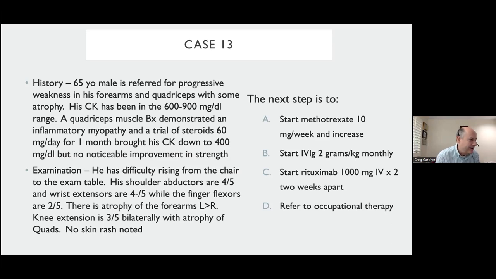And this is a clue to the diagnosis on this patient. There is atrophy of the forearms, left greater than right. Knee extension is weak as well. And there's atrophy of the quadriceps. So the next step in this patient is to do what?